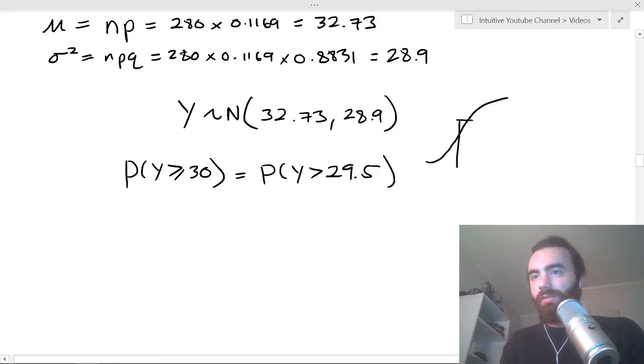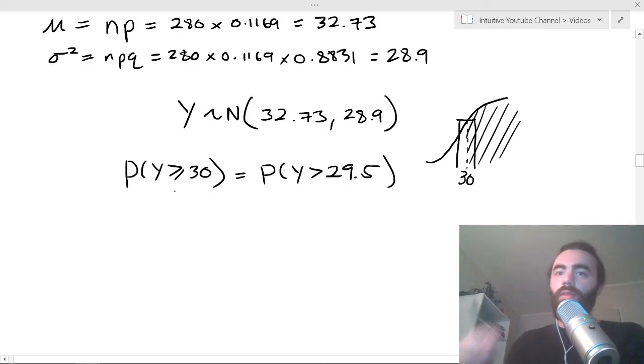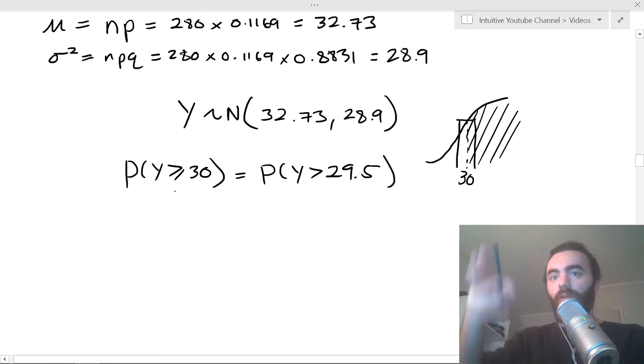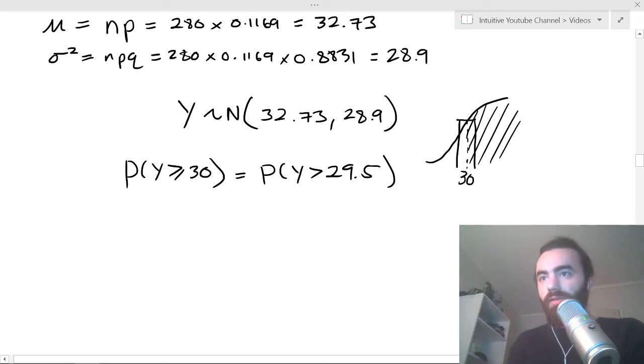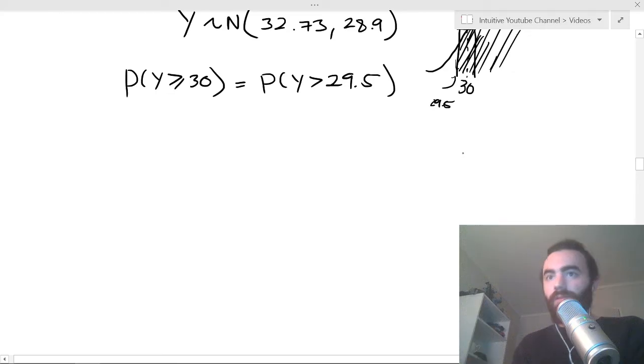Remember, it's these bars. I've said this before in the exam hack video, but if you're looking for greater than or equal to 30, you're calculating all this area. But you've got to remember you're including that 30 bar because these are bars. So 30, 31, 32. So you've missed this bit here, which is 29.5. So a better approximation is calculating from 29.5, so you include this entire bar.